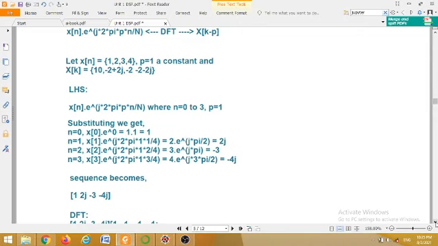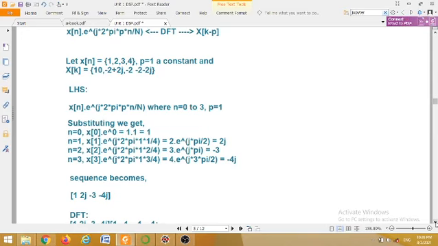For n equal to 1, x of 1 times e power j 2 pi into 1 by 4 gives e power j pi by 2, cos pi by 2 plus j sin pi by 2, and sin pi by 2 equals 1, so we get plus j. So 2 into j is 2j. Similarly for n equal to 2, x of 2 is multiplied by e power j 2 pi into 1 into 2 by 4. 2 into 2 is 4, 4 by 4 is 1, so e power j pi, which is minus 1. So minus 1 into 3 gives minus 3.